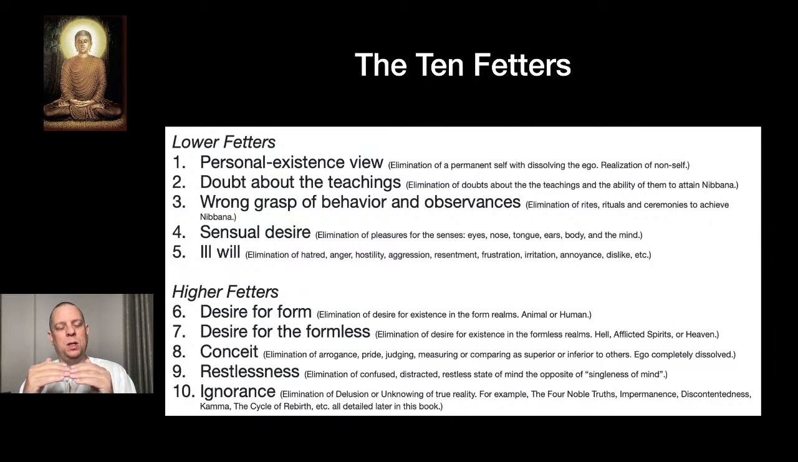That if you eliminate personal existence view, and as you're doing that, you're working on doubt about the teachings and wrong grasp of behaviors and observances, these first 3 fetters need to be eliminated in order to get to the 1st stage of enlightenment. So if you focus on those primarily once you get into the jhanas and you focus on those first, then once you get those 3 eliminated, then it becomes easier to work on 4 and 5.